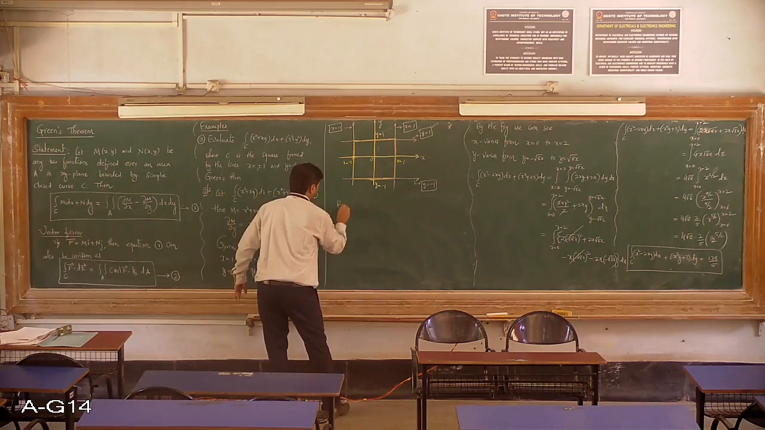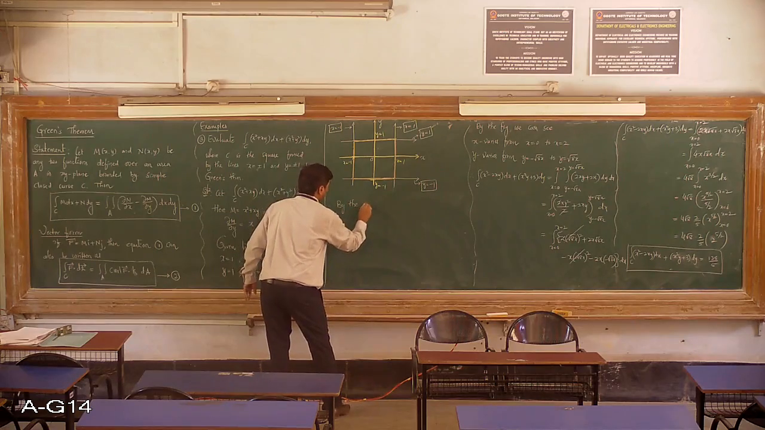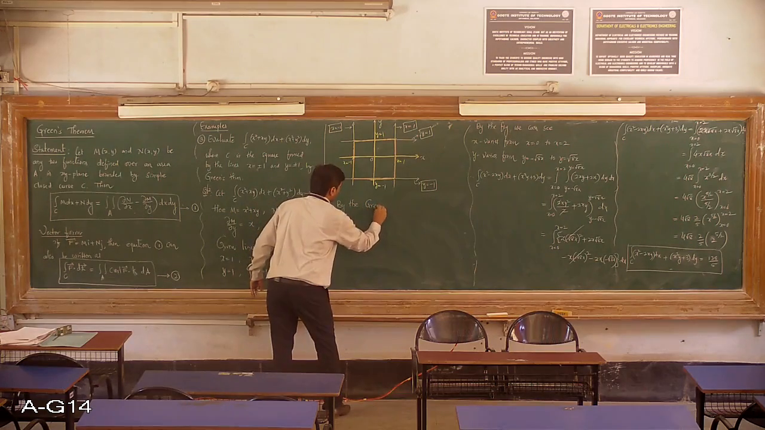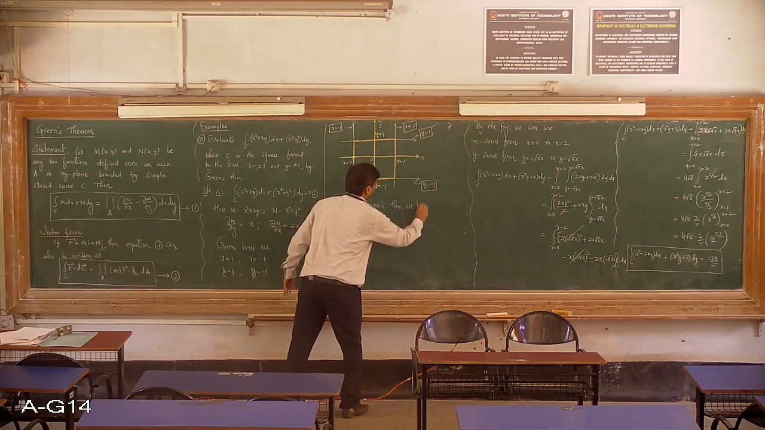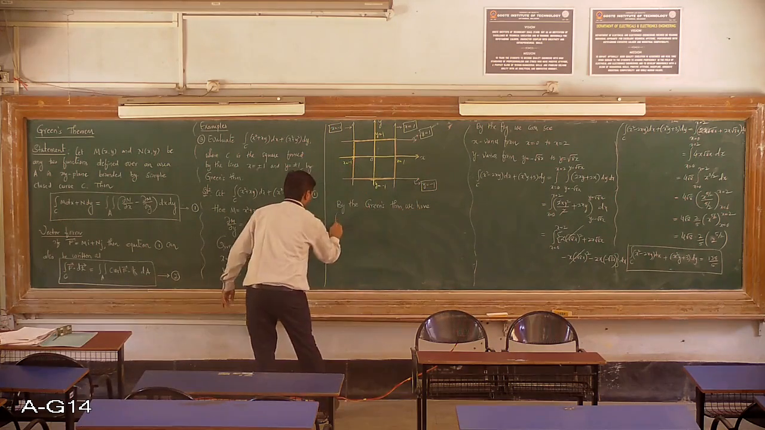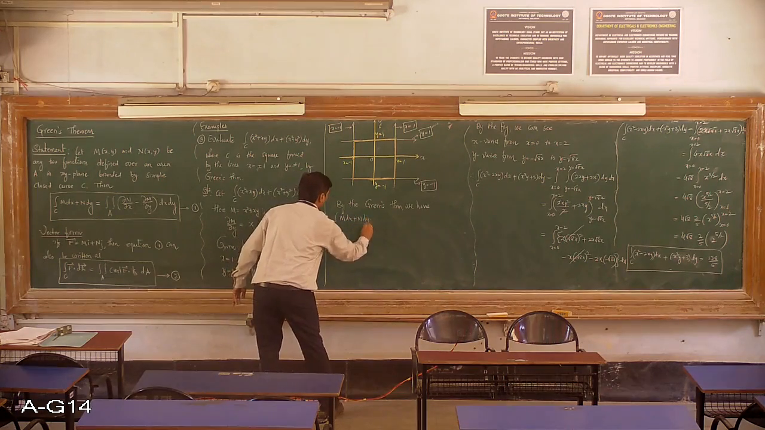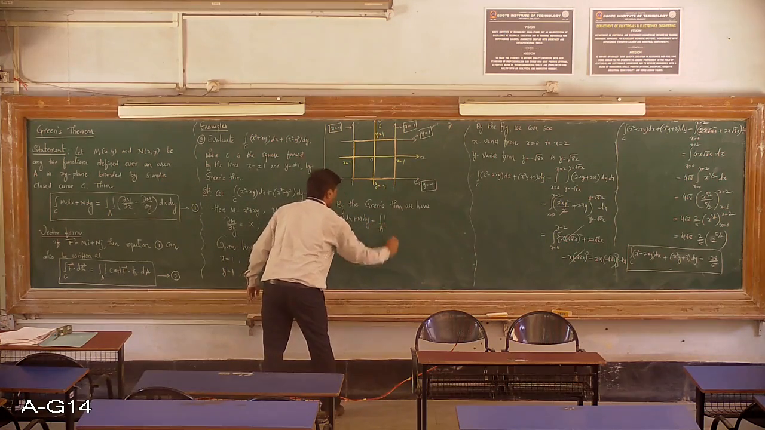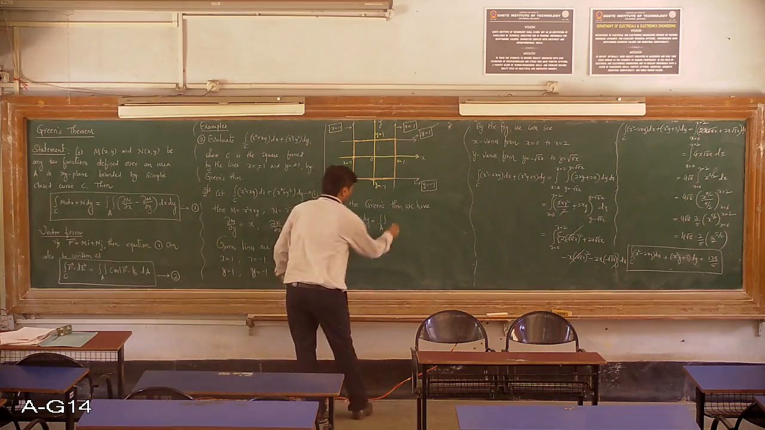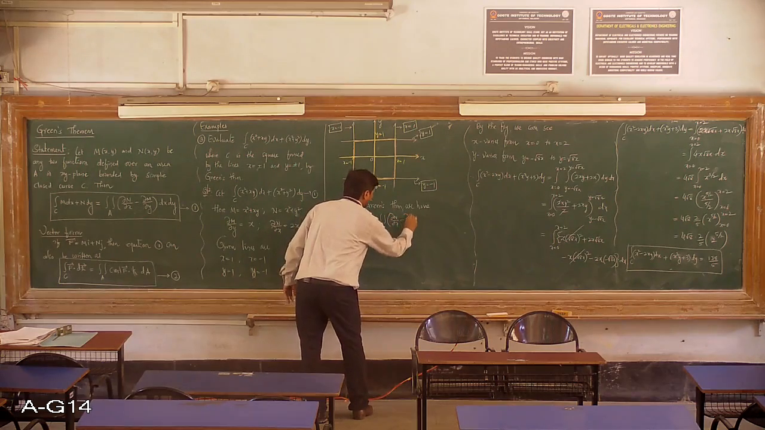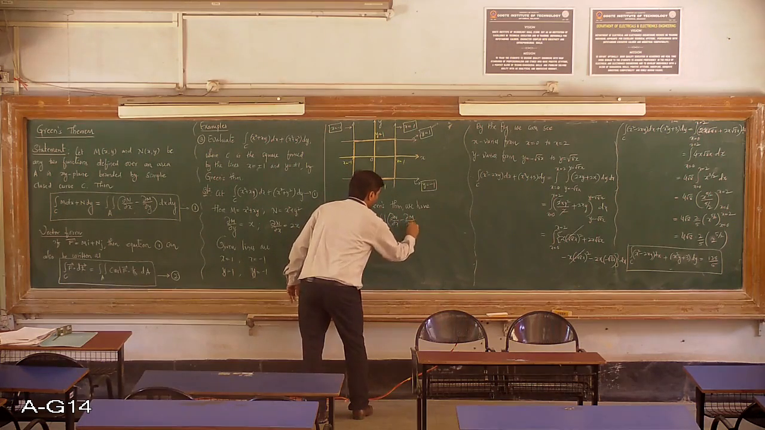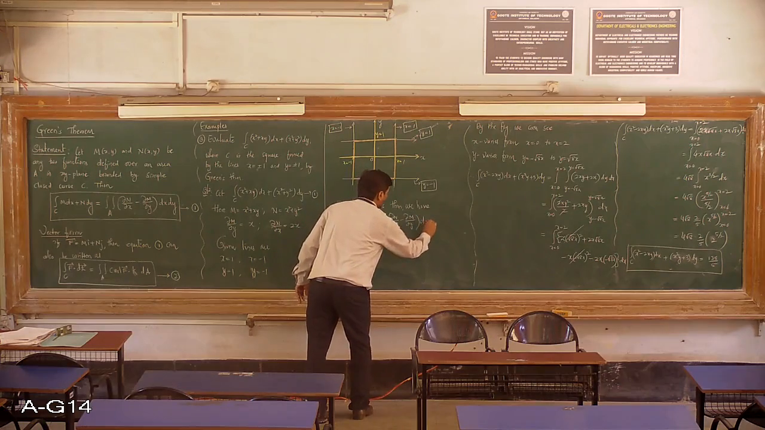By the Green's theorem, we have the integration over a curve C of m dx plus n dy is equal to the double integration over an area A of dou n by dou x minus dou m by dou y into dx into dy.